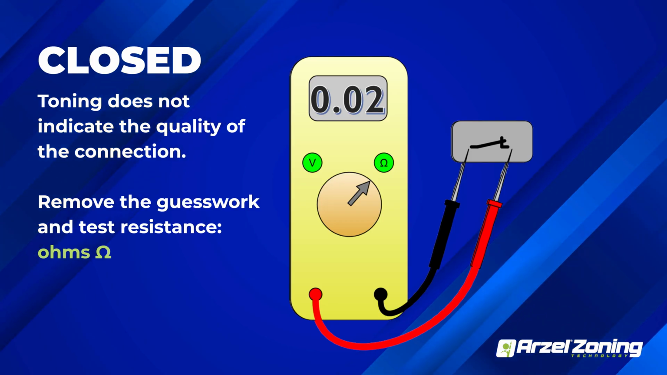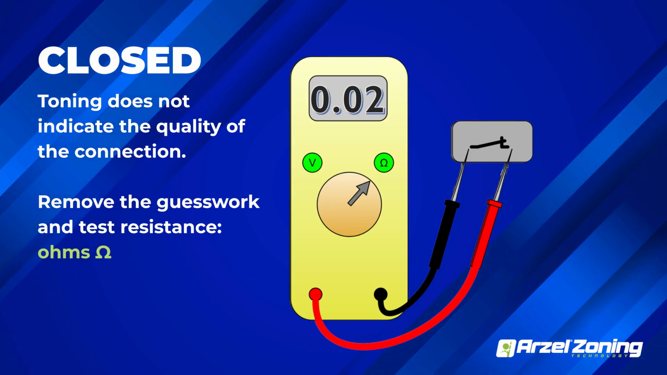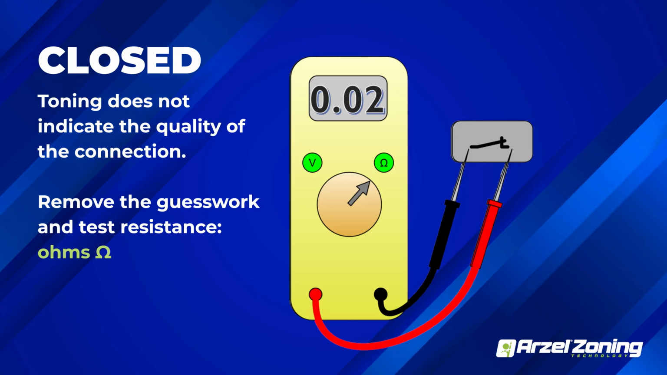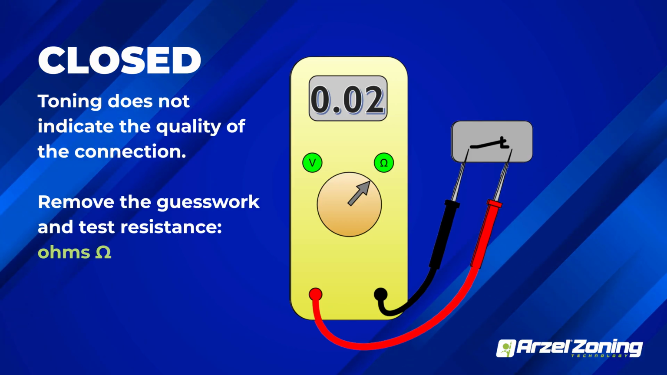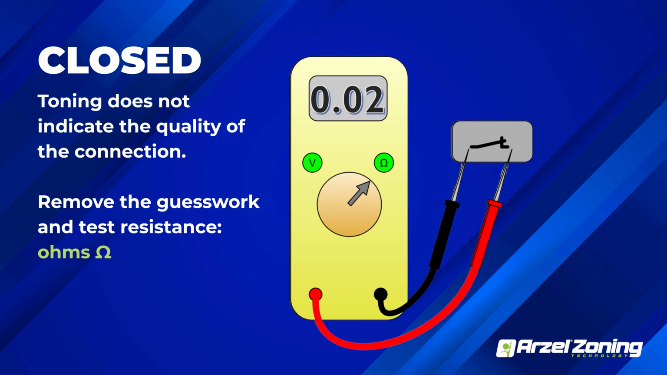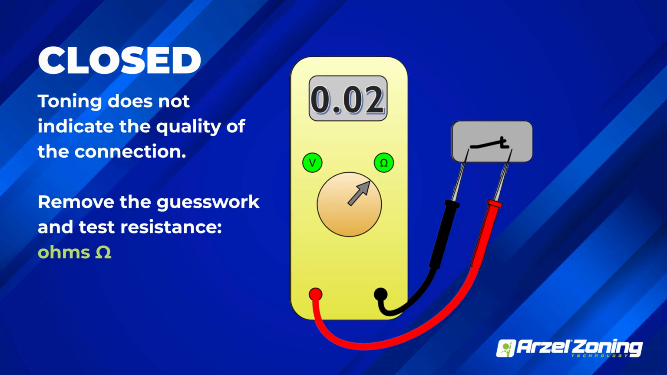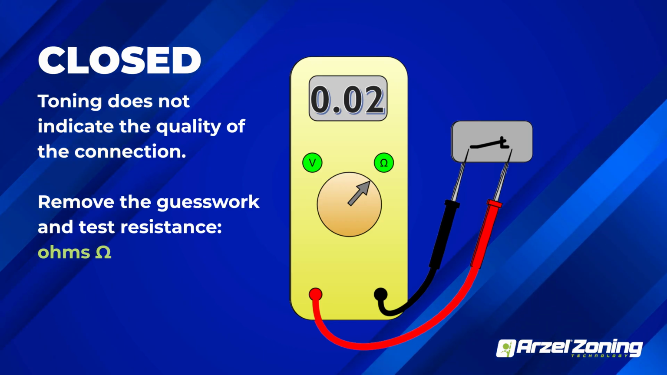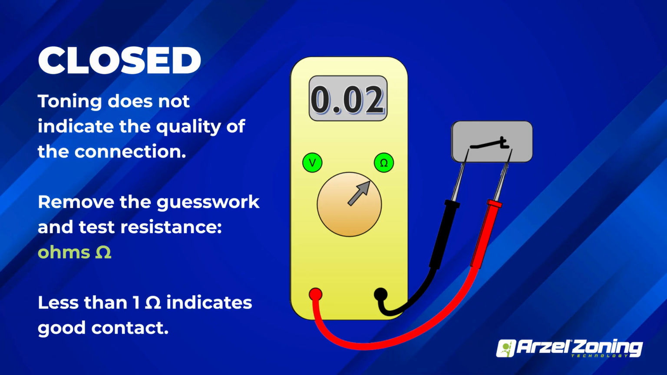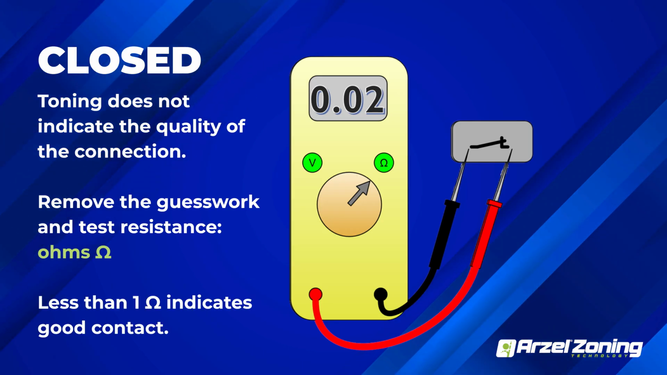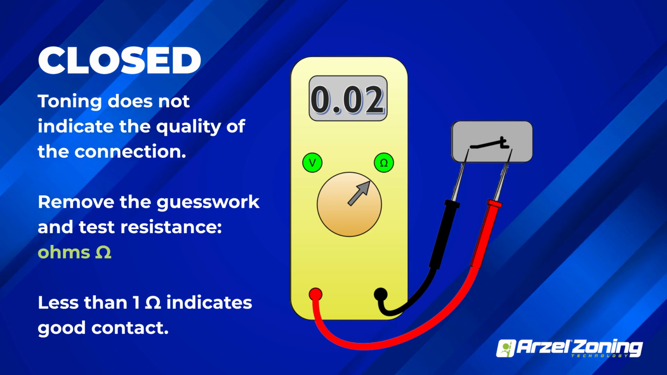The closest I have ever seen to 0 is a 0.02. And that's essentially just touching my meter probes together. So there is some resistance to our meters themselves, not significant. There is some resistance to everything. However, we're looking for less than 1 ohm of resistance, and that indicates that we have a good contact.